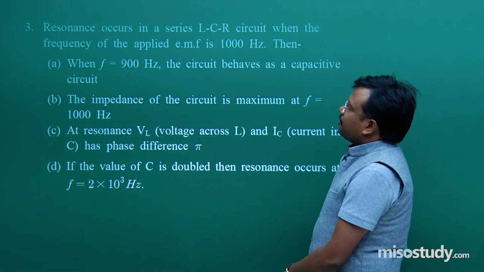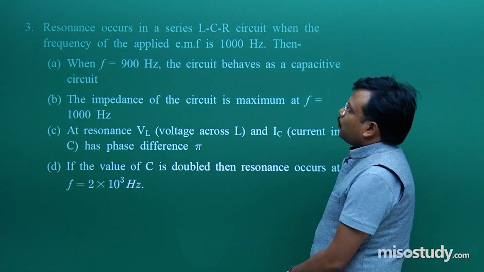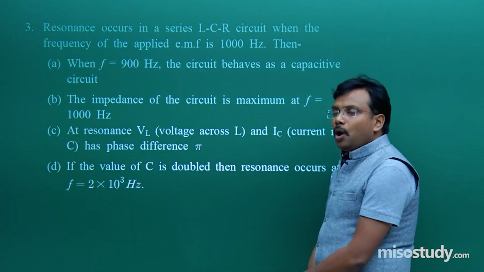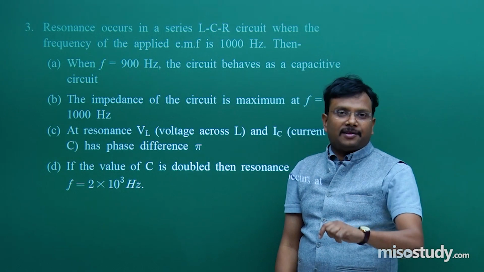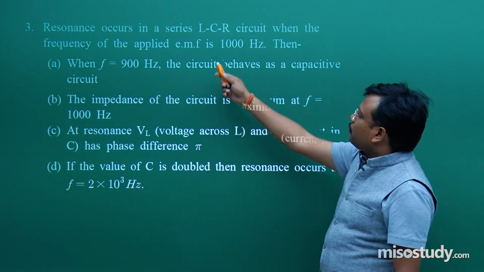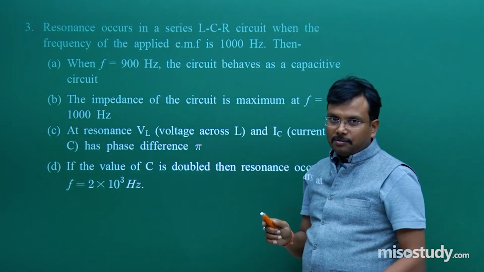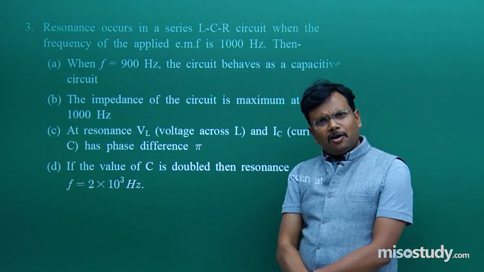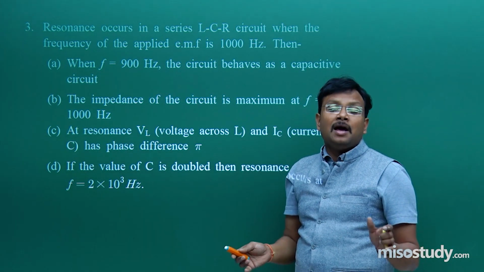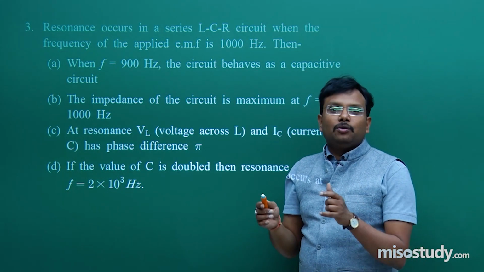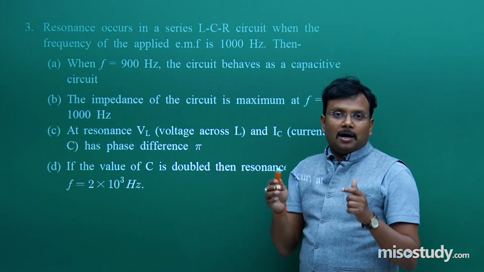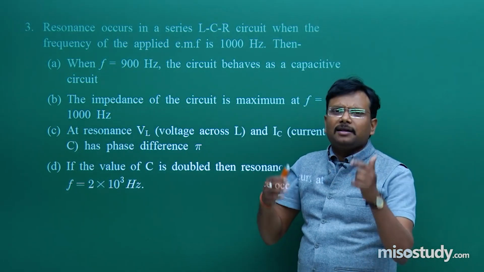Resonance occurs in a series LCR circuit when the frequency of applied EMF is 1000 Hertz. Fine. You have a LCR circuit where inductor, capacitor and resistors are connected. Now if you apply frequency of like 1000 Hertz, then resonance occurs. What is the meaning of resonance? Resonance means VR is not existing, resistance is not important. You can say XL is equal to XC. Or 1 upon omega C is equal to omega into L, and that type of relation.